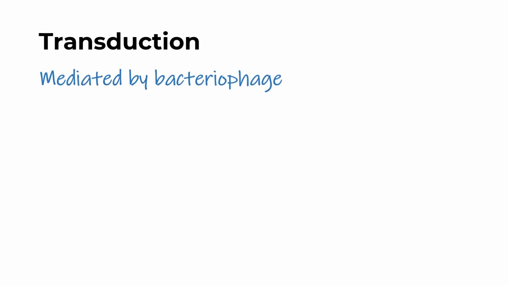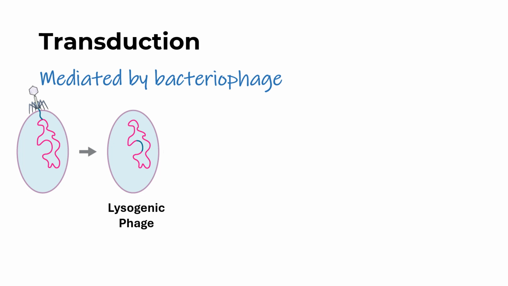A third method of gene transfer in bacteria is transduction. In transduction, a virus that infects bacterial cells, called a bacteriophage, transfers DNA from one organism to another. So the key thing you want to remember here is that transduction involves viruses. Bacteriophage inject their DNA into host cells. This phage DNA can then be incorporated into the genome of the host and enters a sort of dormant state. Here, we call that a lysogenic phage. This virus can then be copied with each generation of host cells.